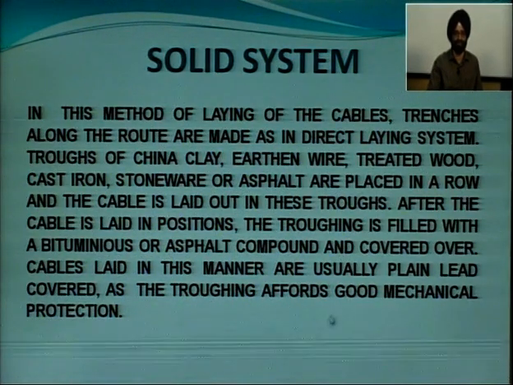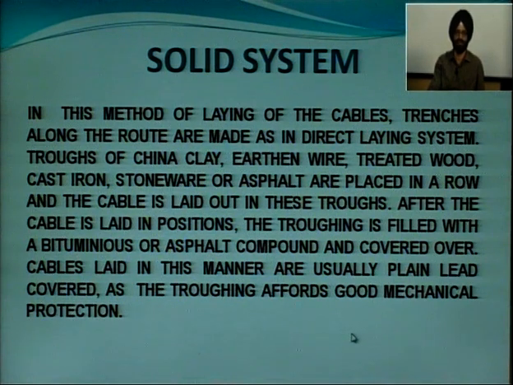Then we have a solid system. In this method of laying of a cable, trenches along the route are made as in the direct laying system. Through the clay, earthen ware, treated wood, cast iron, stoneware are used, planted in row, and the cable is laid out of these troughs. After the cable is laid in position, the trough is filled with bitumen or asphalt compound and covered over. Cables laid in this manner are usually plain lead covered, as the trough affords good mechanical protection.